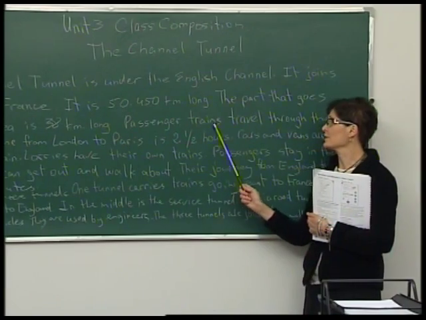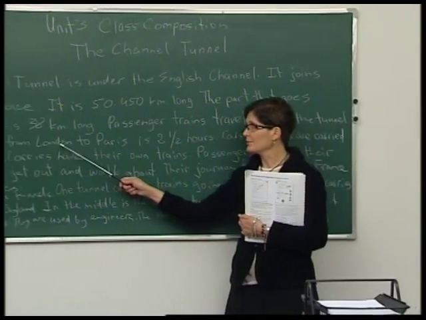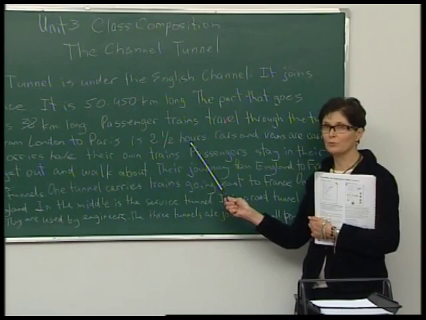The passenger trains travel through the tunnel. The travel time from London to Paris is 2.5 hours.